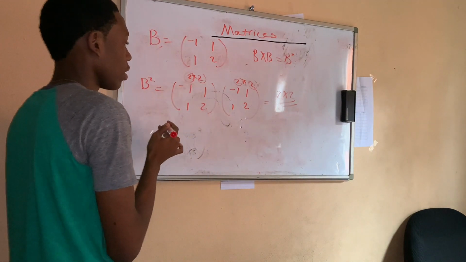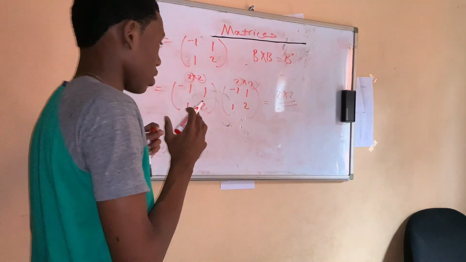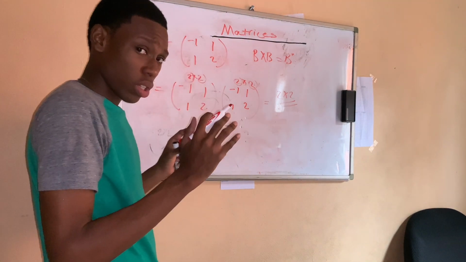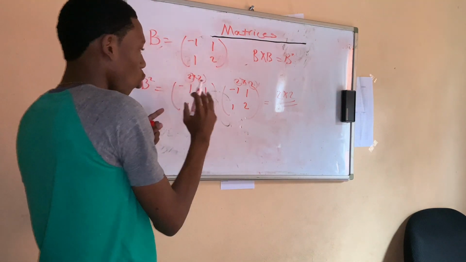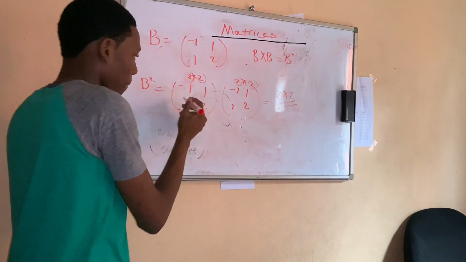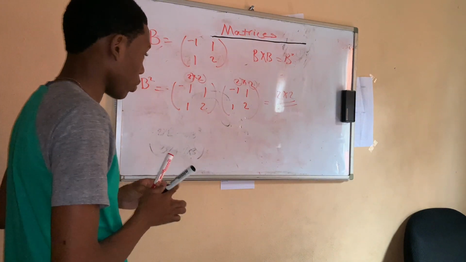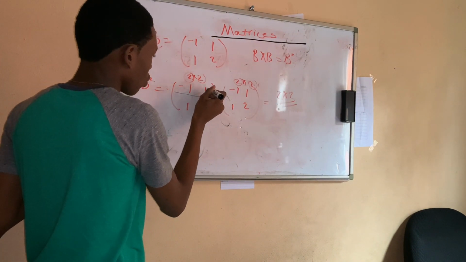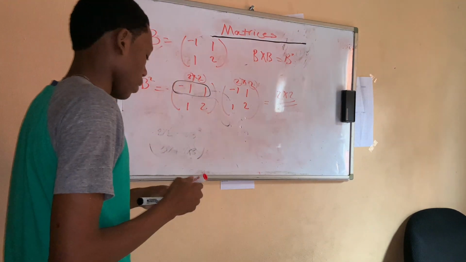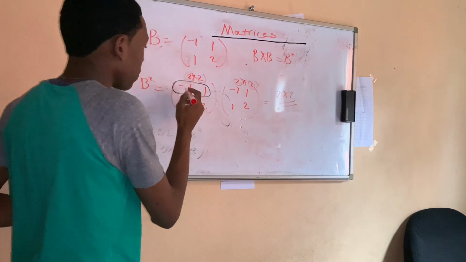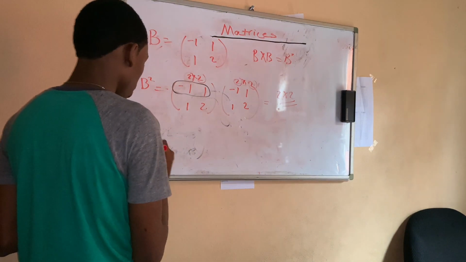First thing first, as I said, we multiply the row by every column. This is the first row we're going to work with, because this is the first row. Negative 1 times negative 1.